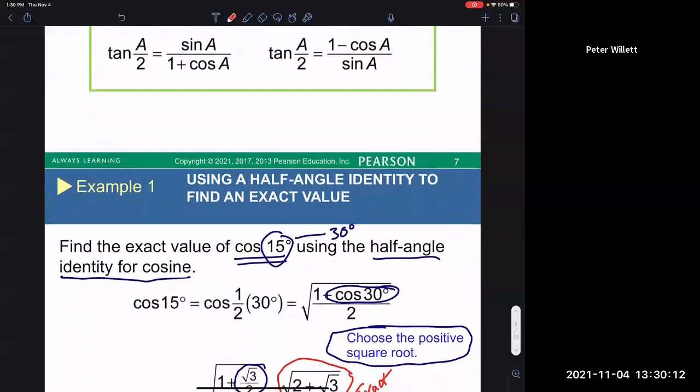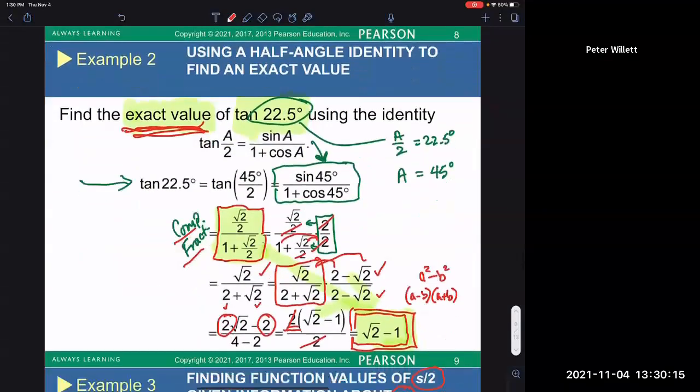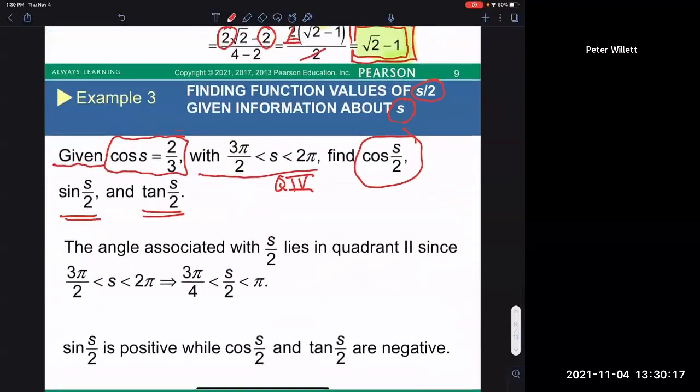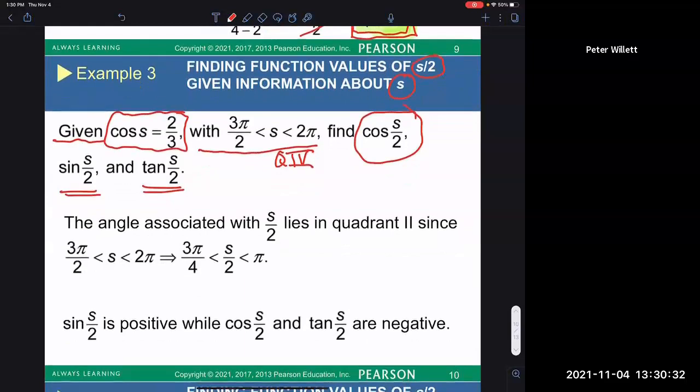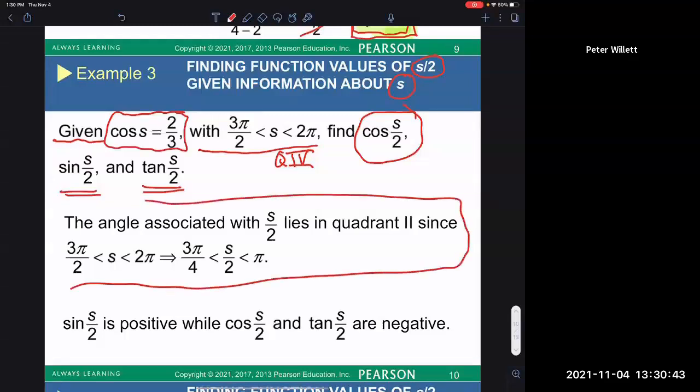But they're having us then translate to getting all of the trig functions that we would get off of that fact. All right, so if we have cosine of S is 2/3 and we want cosine of S over 2, then we would use the half angle formula for cosine. Well, they do point out that if angle S is in quadrant 4, which we pointed up above here, then we can use that to figure out where S over 2 would be.